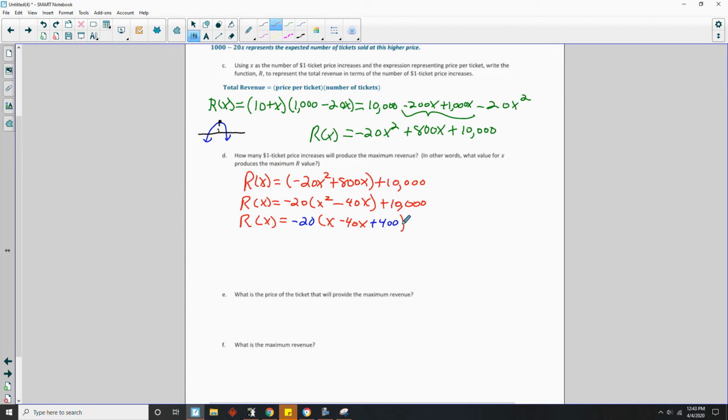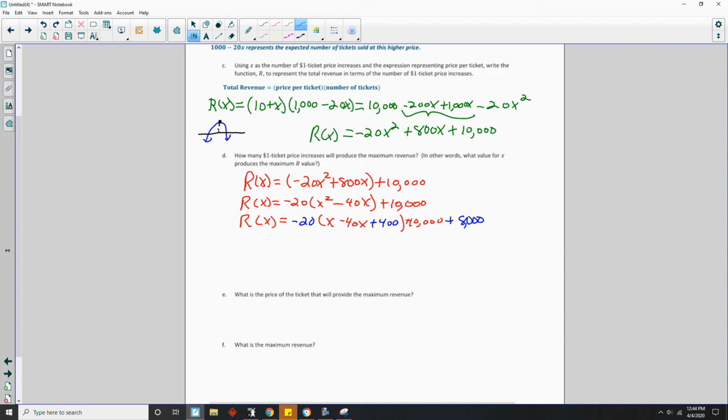Okay, but notice the blue. If I distribute that, I get a negative 800. So what I've really done is subtracted 800 from this, so I need to add 800 back. So it's going to be 10,000 plus 8,000. 20 times 400 is 8,000. Okay, so if I subtract 8,000 here, negative 20 times 400 is negative 8,000, plus 8,000, then it's still equal.